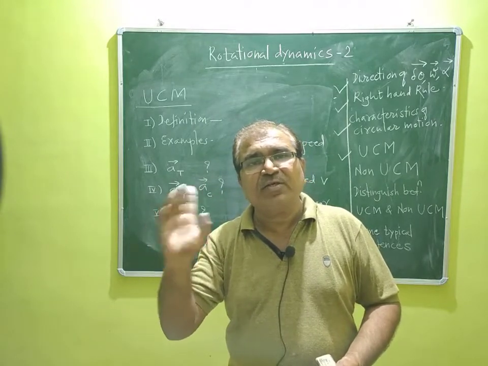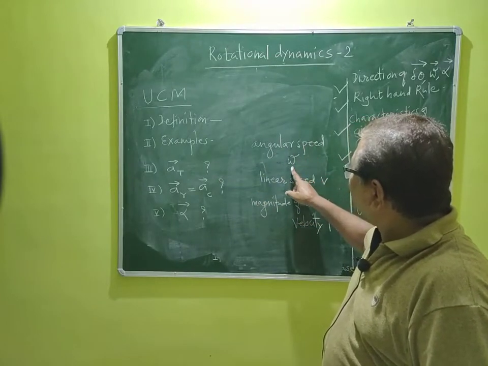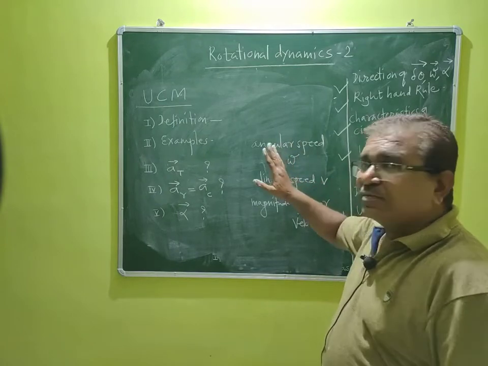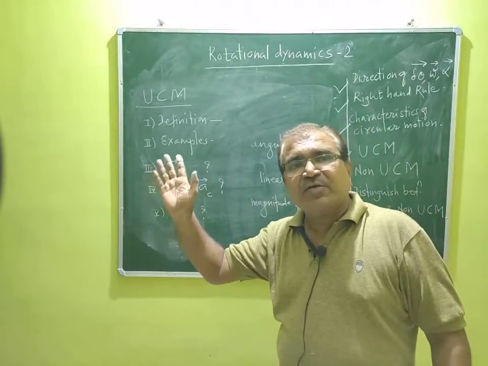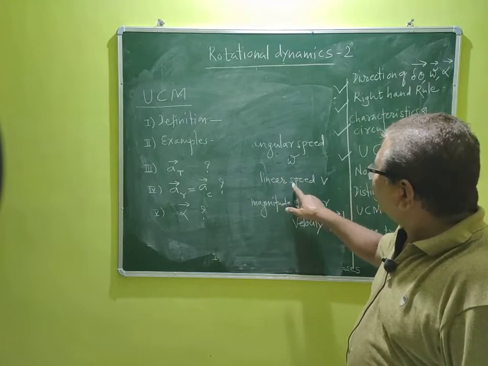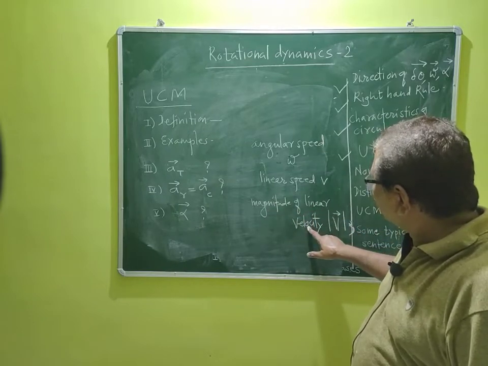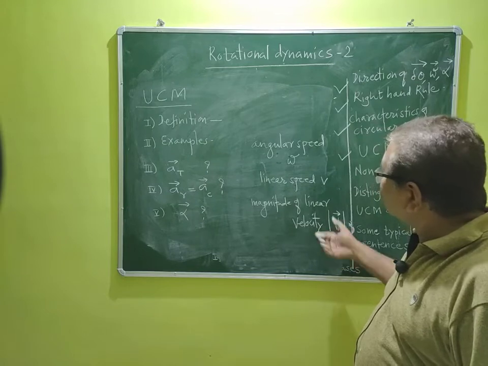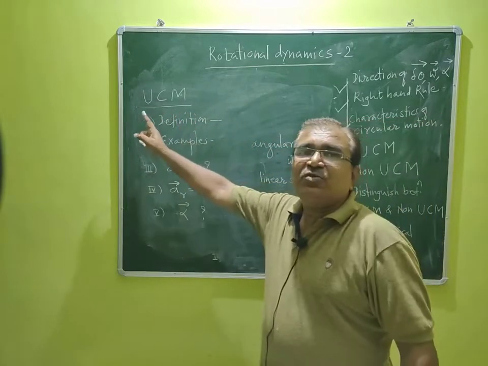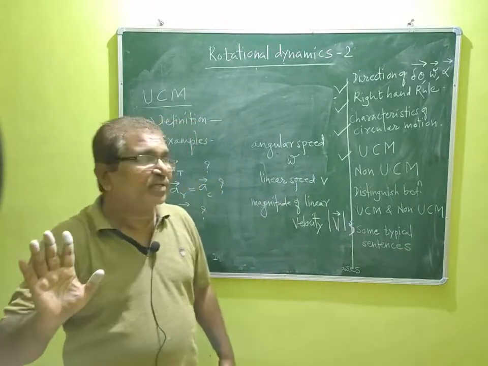Particle performing circular motion, if angular speed omega, linear speed v, or magnitude of linear velocity, modulus of v vector, remains constant, then we call it uniform circular motion. That's all. Have you understood the definition?